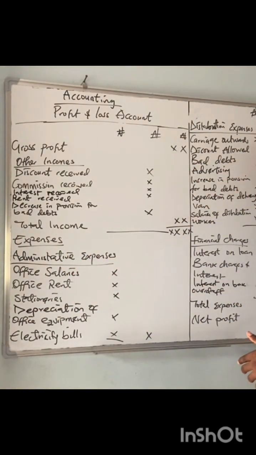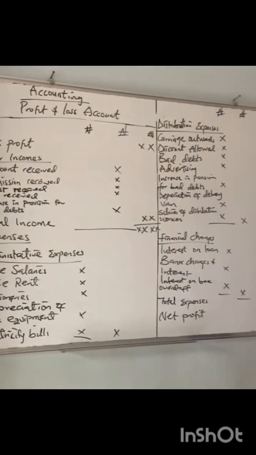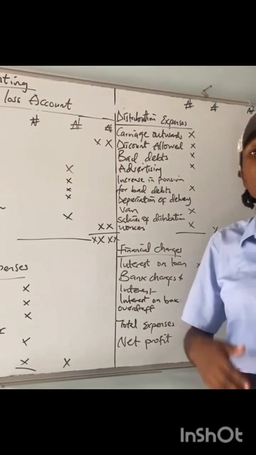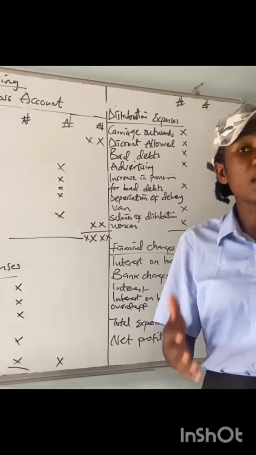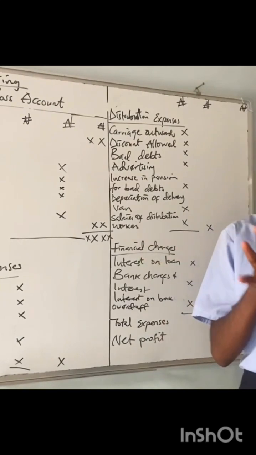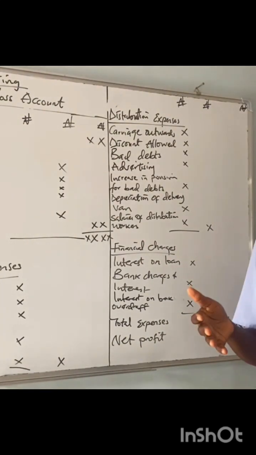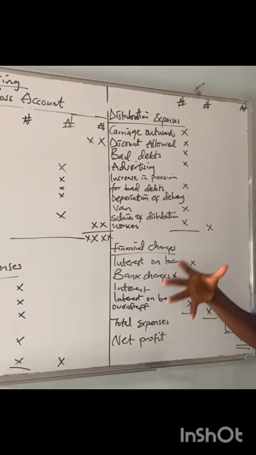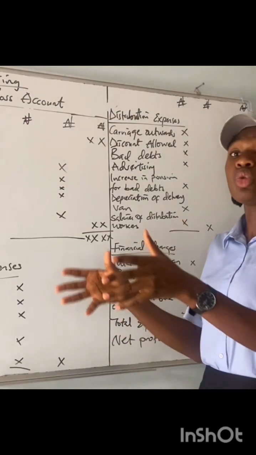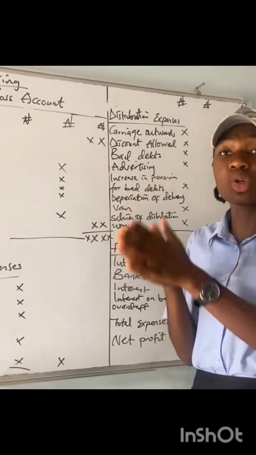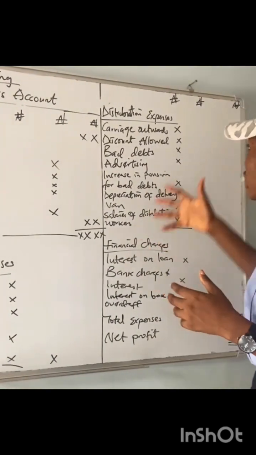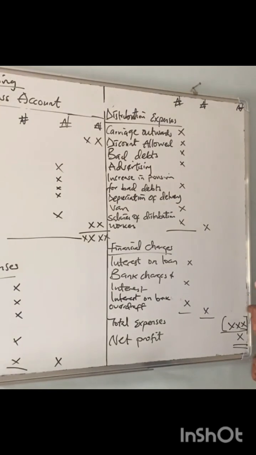We also look at distribution expenses, which are involved in moving goods from the business to the final consumers or to other customers, maybe retailers or wholesalers. Every expense involved in moving these goods from the business to the retailers or wholesalers comes under the distribution expenses. As you can see, we have the carriage outward.